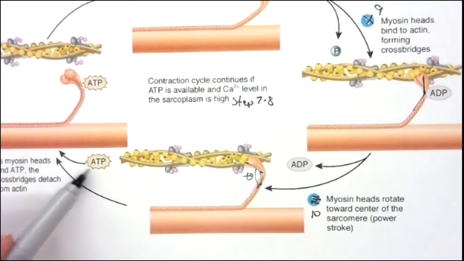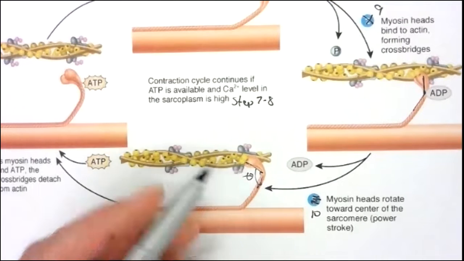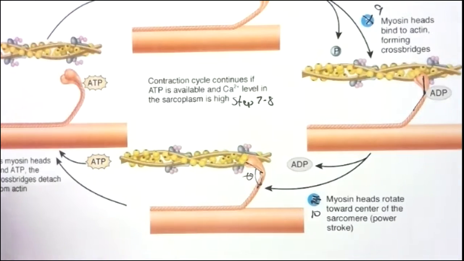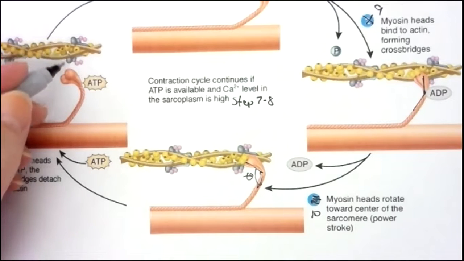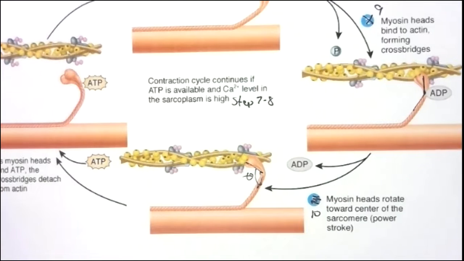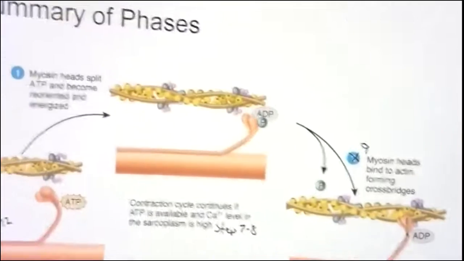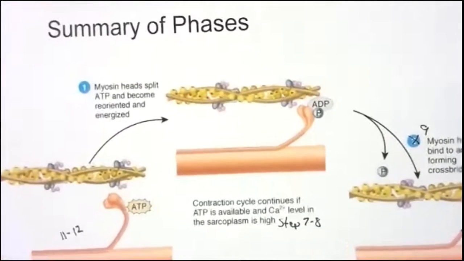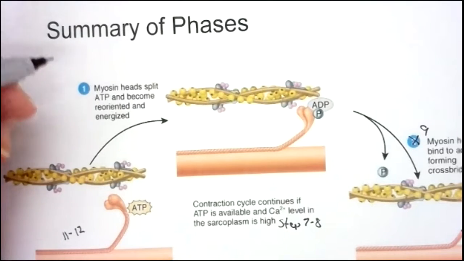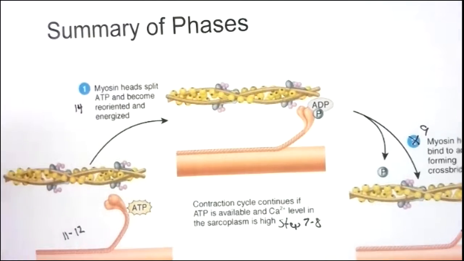Over here, now I have an ATP coming in and it's going to break. So the ATP coming in is going to break that attachment. And so that causes the actin and the myosin to detach. And we said this was steps 11 and 12. And then finally, if we come up here, the myosin had split ATP to become reoriented and energized. We said that was the last step. So we said that was step 14.